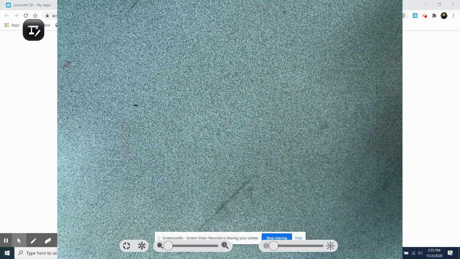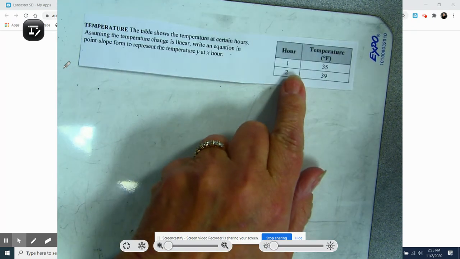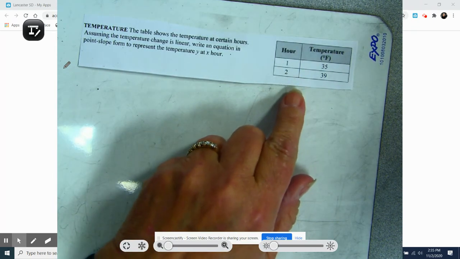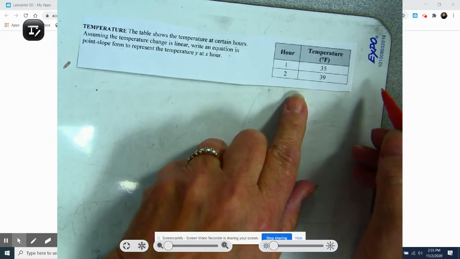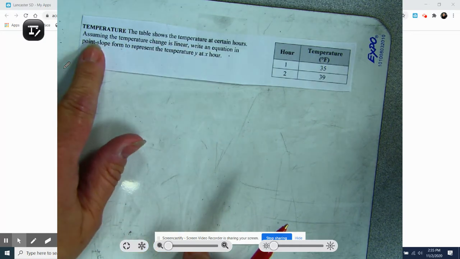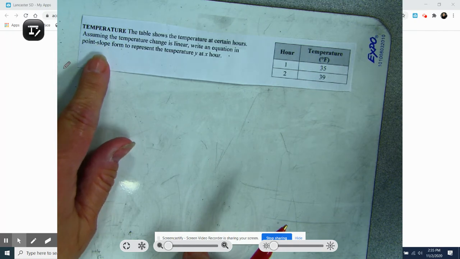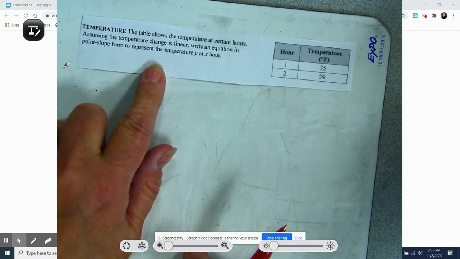Now finally, you're going to see things in word problems. Oh my God, Mrs. A, word problems. No big deal. Here they've given you a table. To find the slope here, so let's read this. The table shows the temperature at certain hours. Assuming the temperature change is linear, write an equation in point slope form to represent the temperature y at x hours.